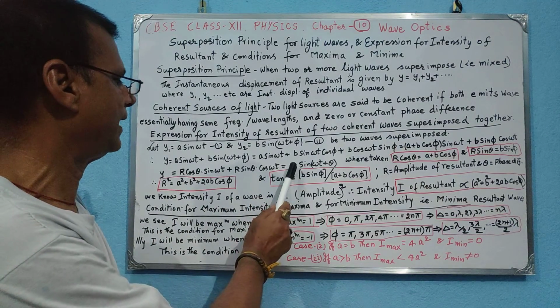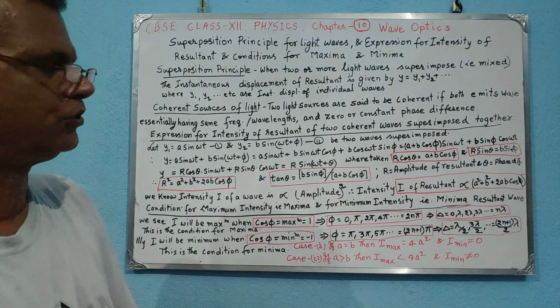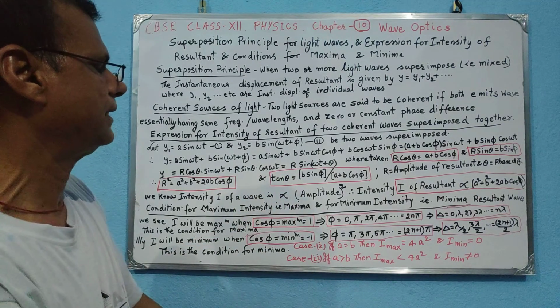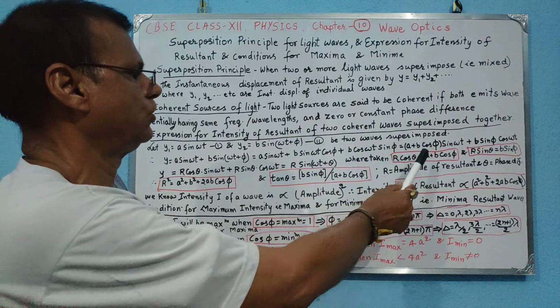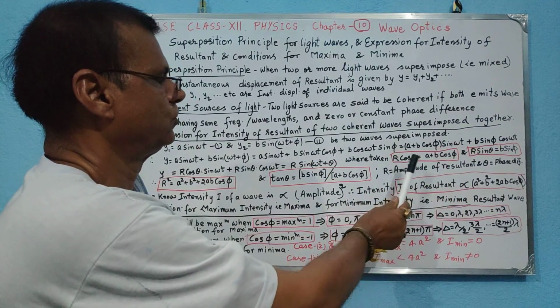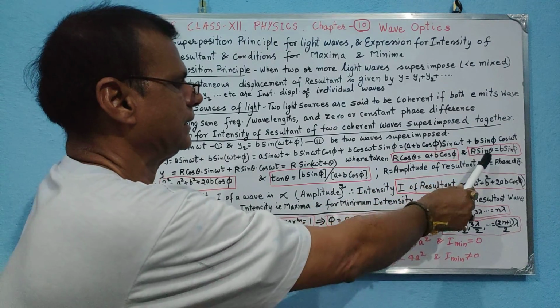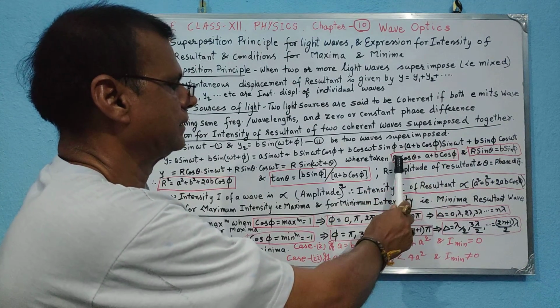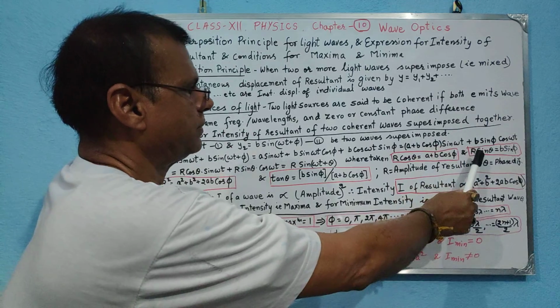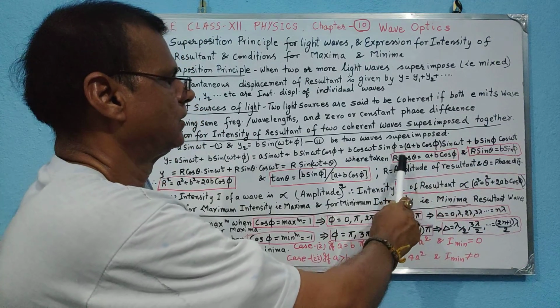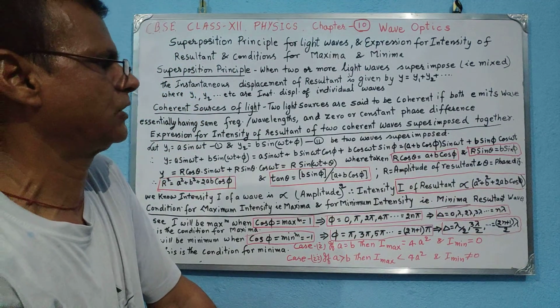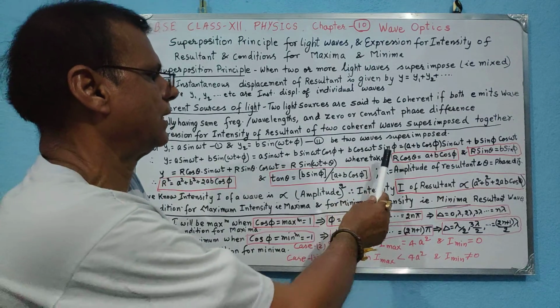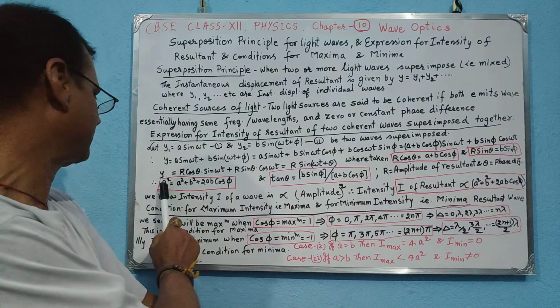Here the value of R is what? R is the amplitude of the resultant wave, and the value of R can be obtained using these two relations. If you square both sides and add them together, what you get on the left-hand side is R square cos square theta plus R square sin square theta. So cos square theta plus sin square theta becomes 1, and we are left with R square on the left-hand side.